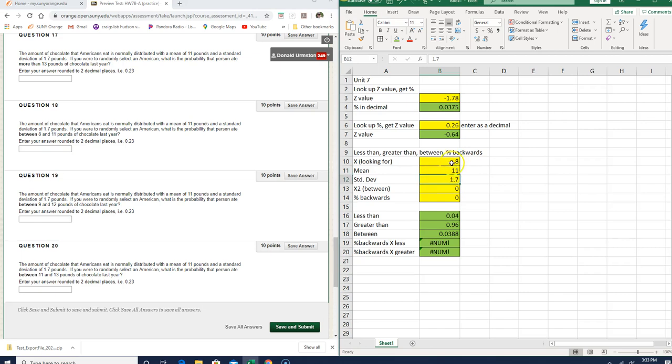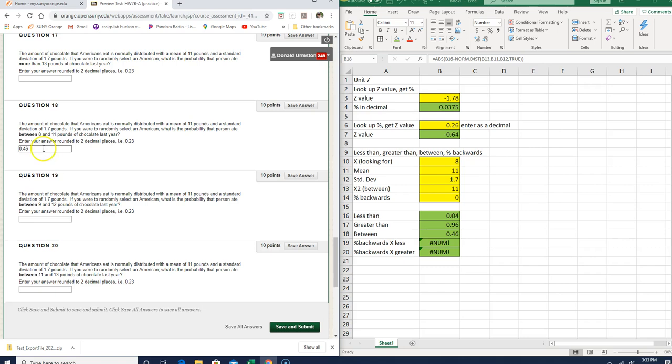This time we want between 8 pounds and 11 pounds. Well, I've already done the 8 pounds, so I might as well just leave that there. So all I need is to enter 11 into my second x here, my x2, and go down to my between. I want to round that to 2 decimal places. And we'll see between is 0.46. That's my answer. How did I get that?